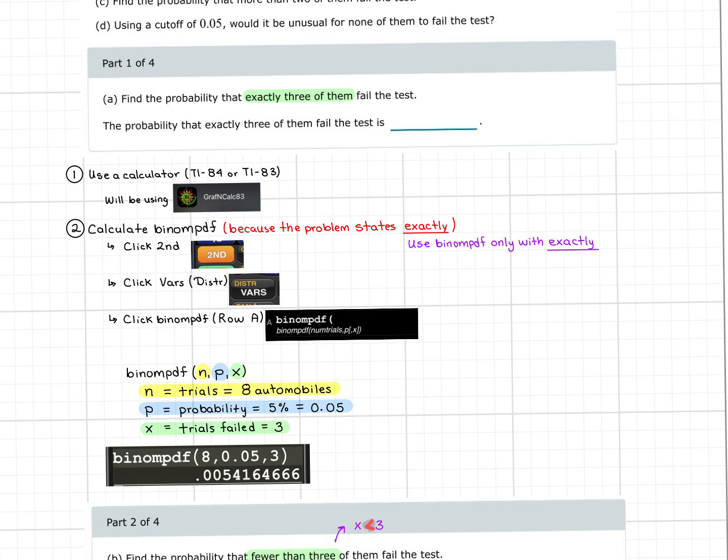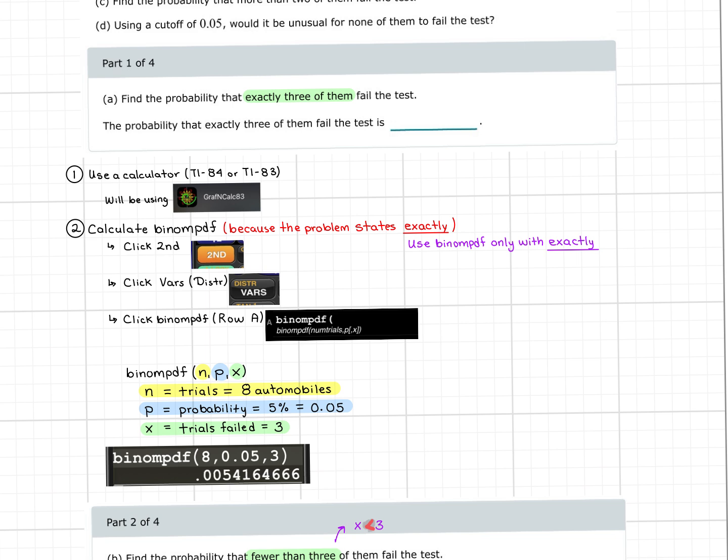All right. So just a reminder on your calculator, I'm using the app here, but you're going to hit second, then vars, because you're trying to get to that distribution button so that we can pick a binomial distribution. And then you're picking the first choice, row A, which is the binomial PDF. So on your calculator, make sure you go down and find binomial PDF.